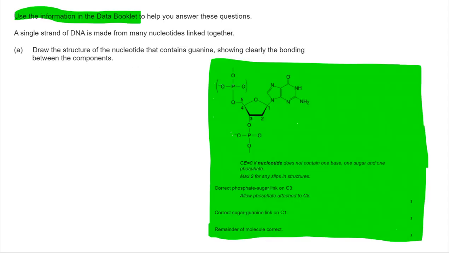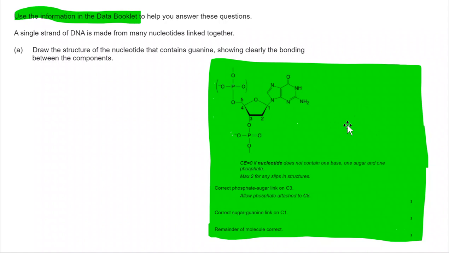Now, I've actually put up the mark scheme as it exists, as you are hopefully familiar with, or certainly can go to find this information. You need to have the correct phosphate sugar link on the third carbon, and we can see that just here. You need to allow the phosphate attached to 5, and we can see that one there. And we need the correct sugar guanine link on C1. Now, remainder of the molecule then all being correct as well.